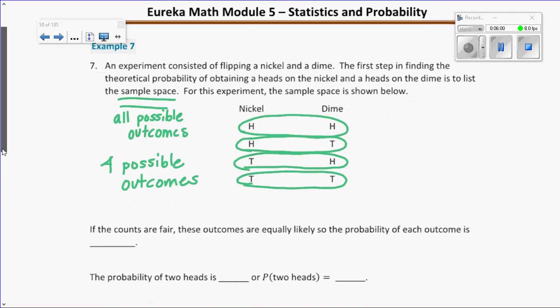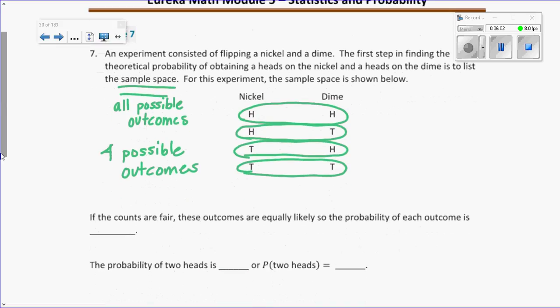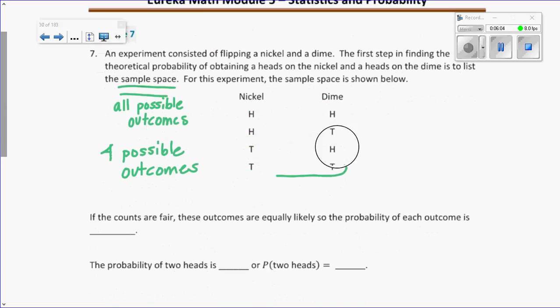If the coins are fair, these outcomes are all equally likely. So the probability of each outcome is what? There's a 1 out of 4 chance we'll get heads with heads. There's a 1/4 chance that we'll get heads on the nickel and tails on the dime. There's a 1/4 chance that we'll get tails on the nickel and heads on the dime, and there's a 1/4 chance that we'll get tails on the nickel and tails on the dime. So each one of those has a 1/4 chance.